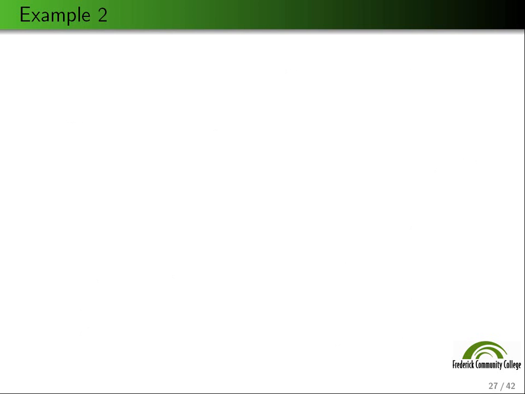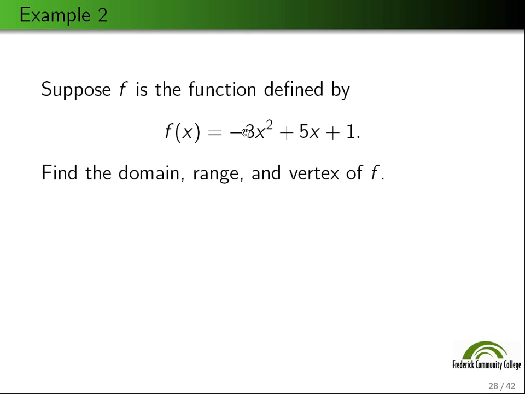Let's do another example. Let's have the function -3x squared plus 5x plus 1. We want to do the same thing. Again, the first thing we want to do is find the vertex, because that tells us everything. So we're going to do the same thing we did before, but it's a little tougher because before our coefficient of x squared was 1. Now we have this coefficient of -3.